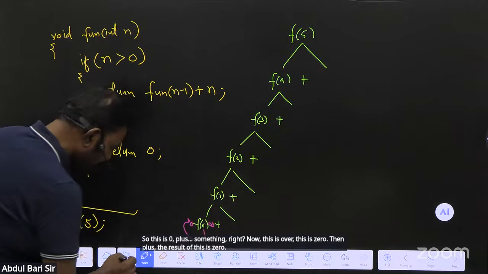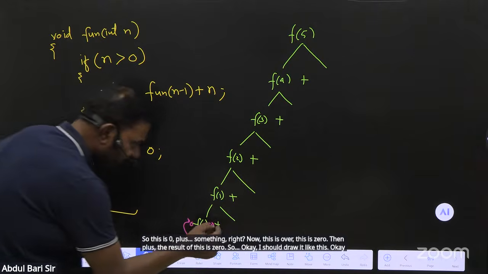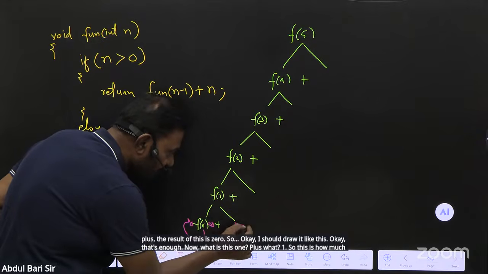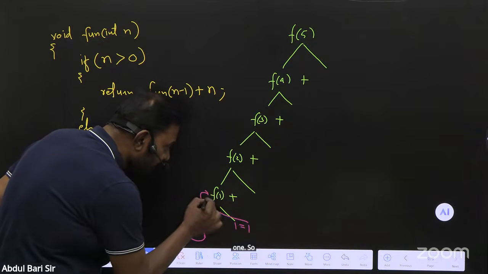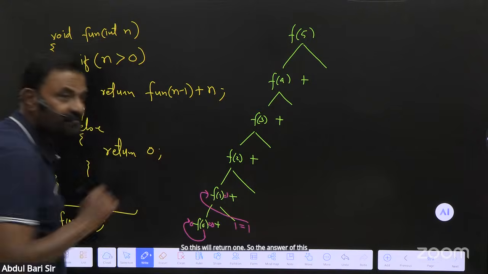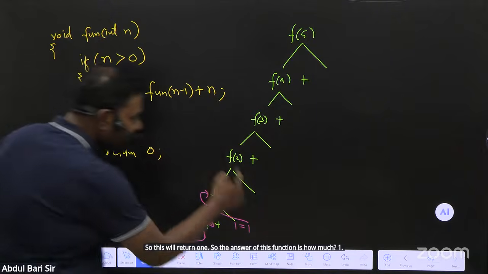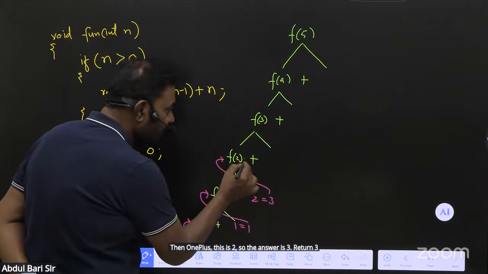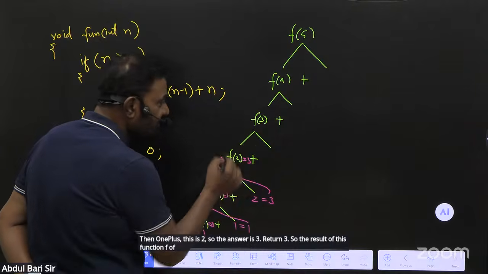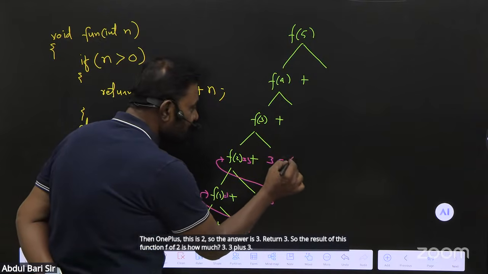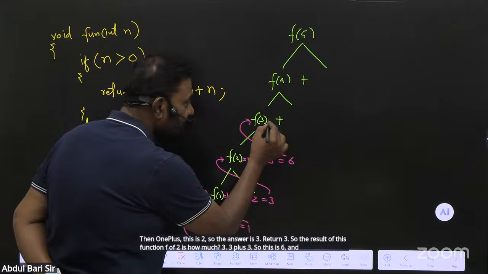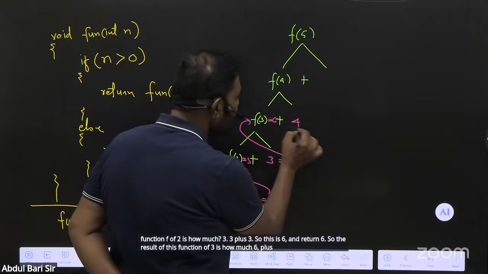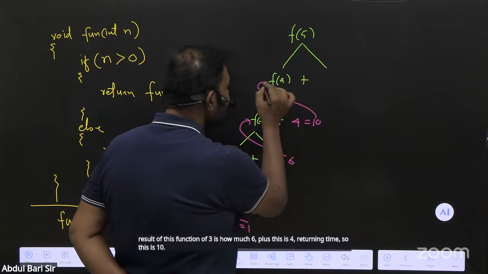So, okay, I should draw it like this. Now what is this one? Plus what? 1. So this is how much? 1. So this will return 1. So the answer of this function is how much? 1. Then 1 plus this is 2. So the answer is 3. Return 3. So the result of f of 2 is how much? 3. 3 plus 3 is 6. And return 6. So the result of fun of 3 is how much? 6. Plus this is 4, returning time. So this is 10. So this returns 10.